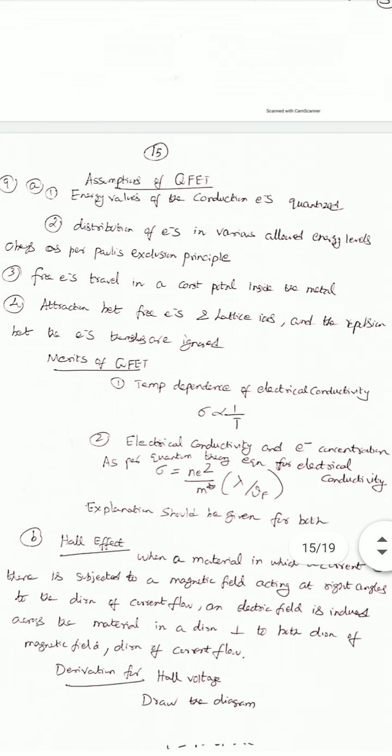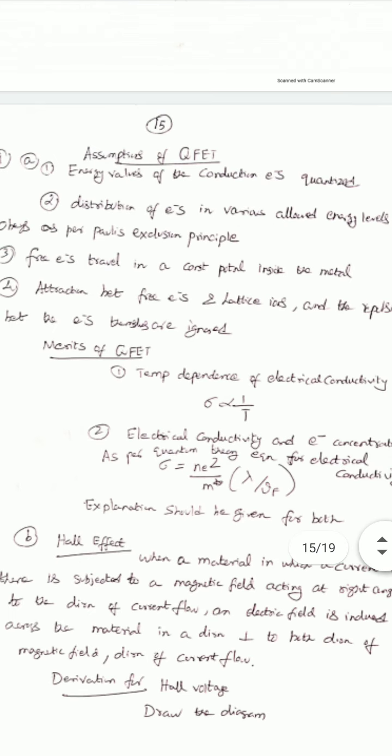As per quantum theory, the equation for electrical conductivity, sigma, is the electrical conductivity, equals n e square by m star, multiplied by lambda by Vf. Vf is the Fermi velocity, right? Lambda is the mean free path of the electrons. This one also, all this theory part you have to explain in detail.